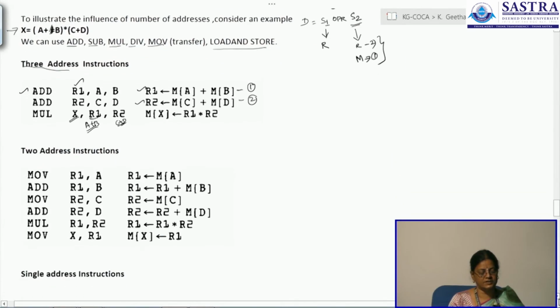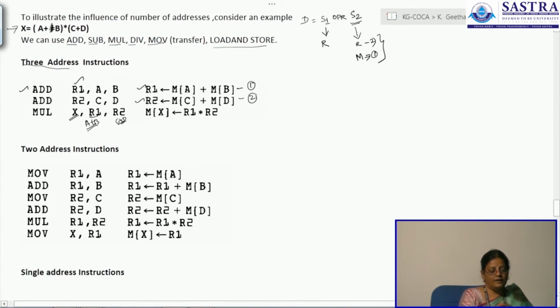So coming to 2 address instruction format, here we have A and B. So we have to load it into R1. So A will be moved to R1, and then we will be adding with B and the result will be stored in R1. So here what happens, R1 will be initialized with A, and whatever is there in B will be added to it. So A plus B will be added and this will be moved into R1.